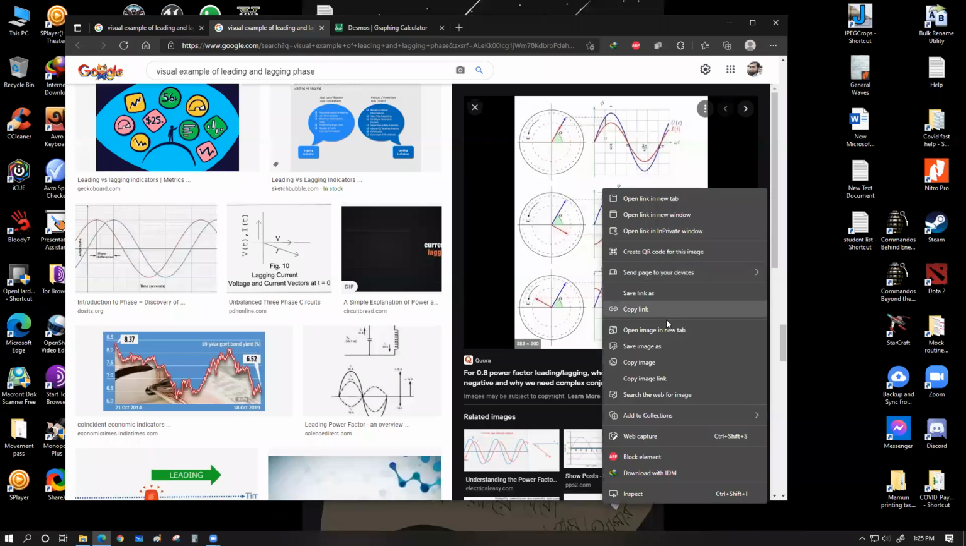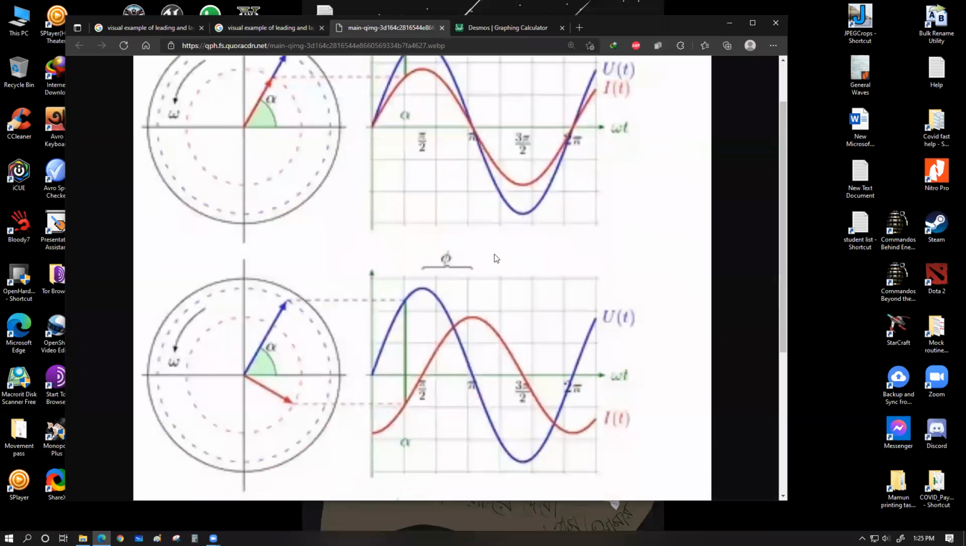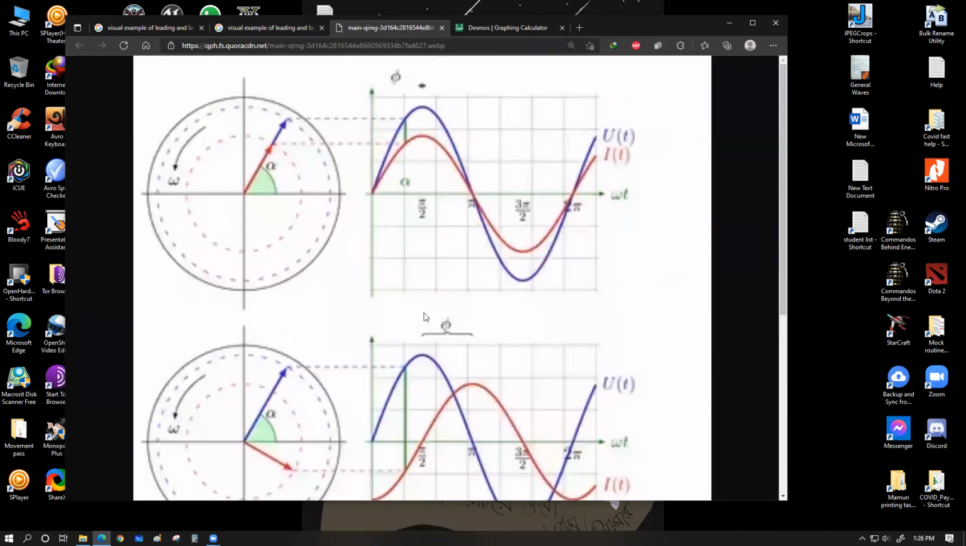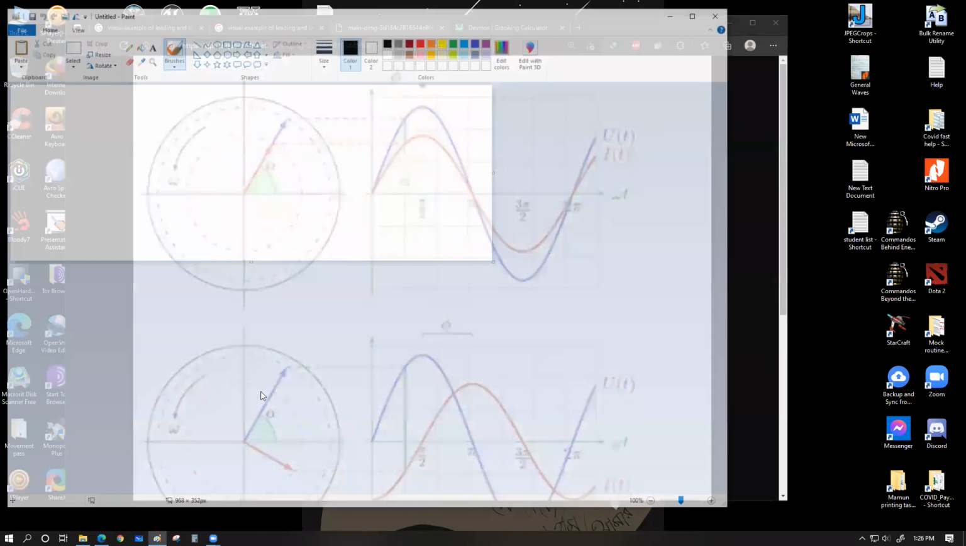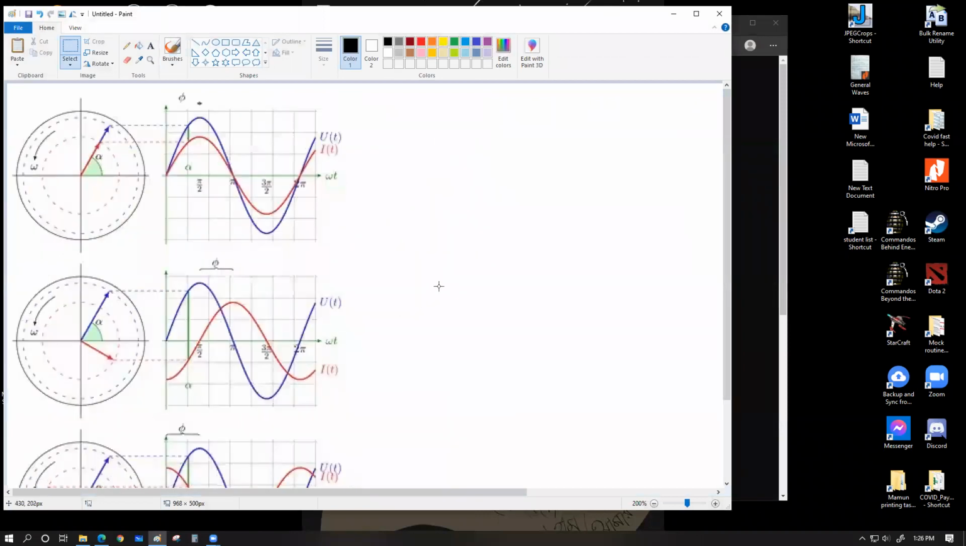If you have a look at this image, open a new image in a new tab. This is an image for leading and lagging case. Okay, let's just paste it on here. A bit large. Okay. So here we have the representation for two different objects undergoing motion with the same angular speed about a circle.